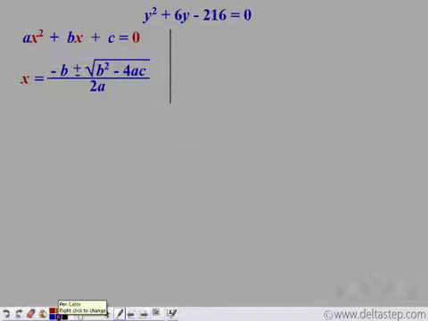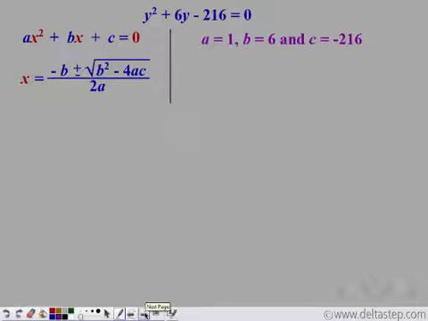First, let us see what are a, b, c for this equation. A is the coefficient of x square here. So in this equation, a should be the coefficient of y square, which is 1. So a is equal to 1. B is the coefficient of x. For this equation, b is equal to 6. C is the constant term. In this equation, c is equal to negative 216. Remember, we need to consider the negative sign as well. So c is negative 216. So these are the values of a, b, and c.